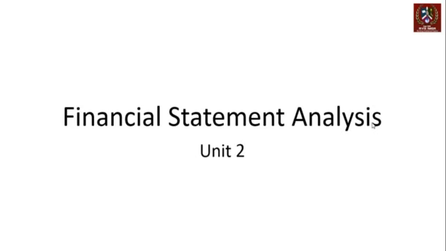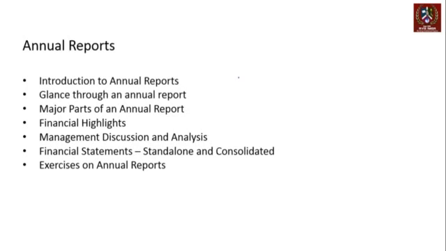So broadly, over the course of this unit, we're going to cover topics around introduction to annual reports, glancing through an annual report, major parts of an annual report, financial highlights. These are the major parts which we'll then look at in detail. Financial highlights, management discussion and analysis, the financial statements of the company for the last 2 years, usually what is reported in the annual report, both on a standalone and consolidated basis. Finally, we will do a certain amount of exercises on annual reports and understand how this becomes relevant for us in terms of both understanding the industry as well as understanding the company in more detail.